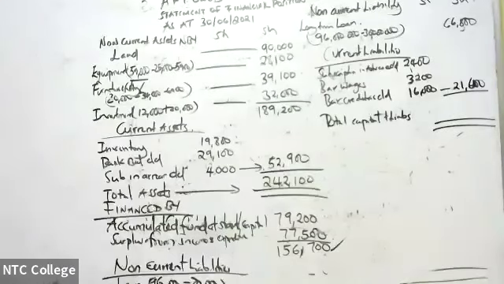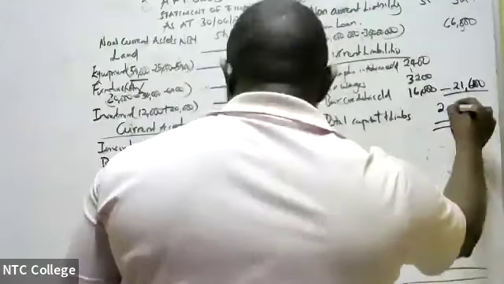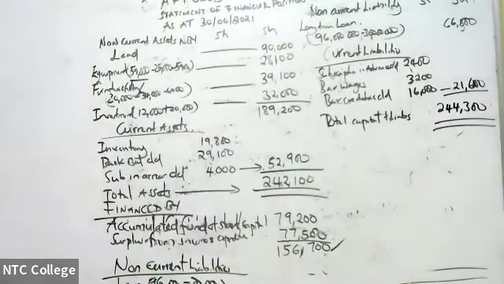Hii figure long term loan ni ngapi? 66,800 or 66,000? 66,000. Thank you. It is coming to 244,300. There's a misbalance. Ngoja kidogo. Hiyo si shida, we'll get what we need. So hapo tunapata figure ya 244,300. So what is the difference? 2,200.